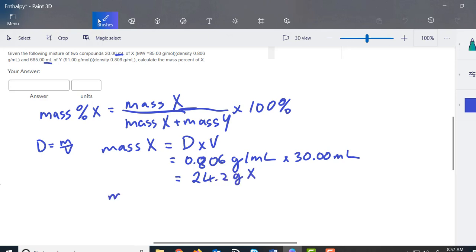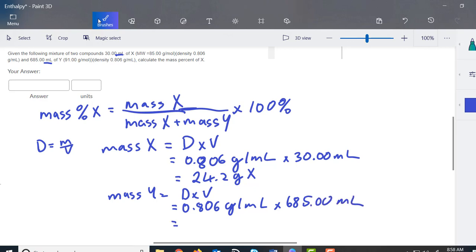Mass of Y, we're going to do the same thing. It's going to be density times volume. Again, 0.806 grams per mil, same density, coincidentally, and 685.00 mils, which comes out to be 552 grams when we account for significant figures. So that's going to be the mass of Y.